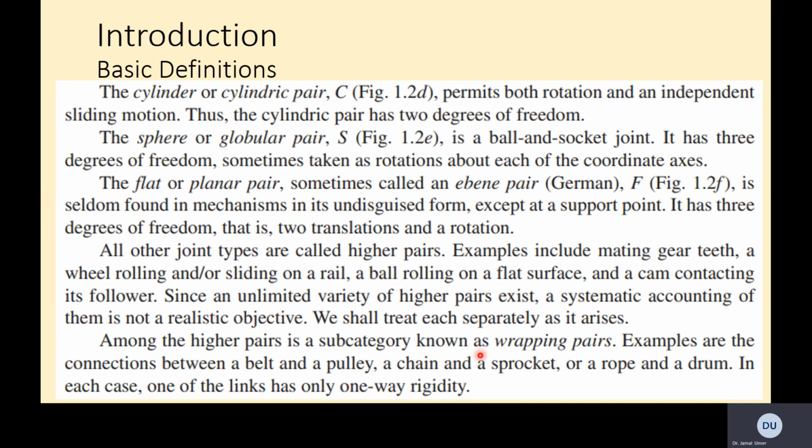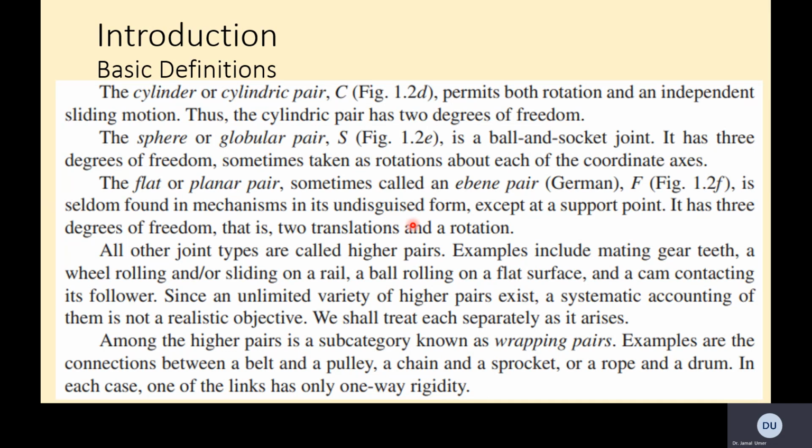Among the higher pairs is a subcategory known as the wrapping pair. Examples are the connection between belt and pulley. I'm quite sure you have seen a belt and pulley; the belt wraps around the pulley, so that's why it's called that. Or a chain and a sprocket. In a bike you normally have this combination, or even in the timing chain in cars. Or a rope and drum, where the rope is wrapped around the drum. In each case, one of the links has only one-way rigidity. We will still consider it a rigid part, but it would require some further attention.